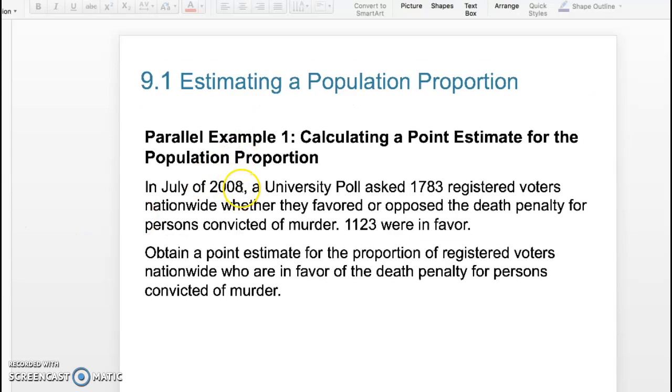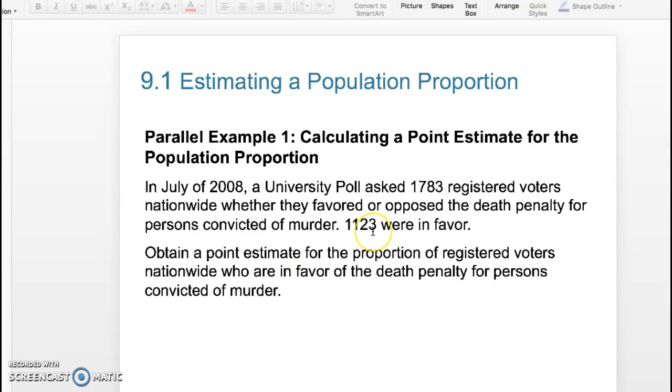Our context here: in July of 2008, a university poll asked 1,783 registered voters nationwide whether they favored or opposed the death penalty for persons convicted of murder. 1,123 were in favor. So we want to obtain a point estimate for the proportion of registered voters nationwide who are in favor of the death penalty. So what it means is obtain a point estimate.